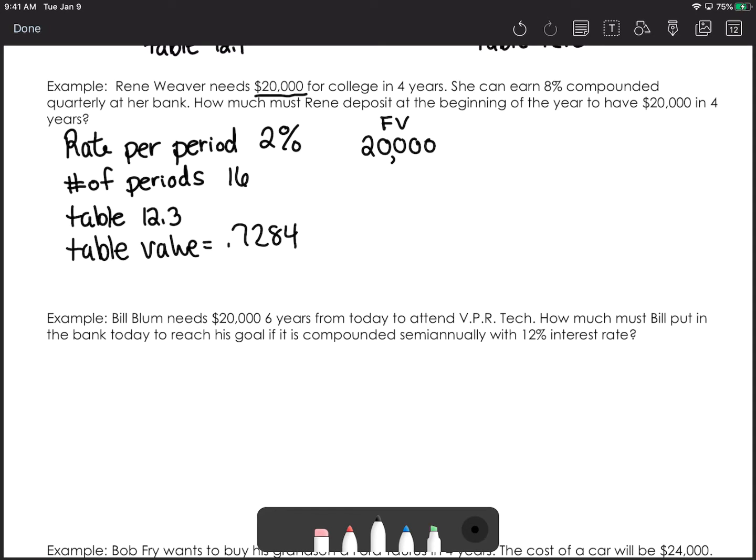I'll abbreviate future value times the table factor. I'll abbreviate TF for table factor, which is 0.7284. And that's going to give us $14,568. So what this means is if she deposits $14,568 in the bank currently, under the situation where it's compounded 4 times a year at 8%, then in 4 years she will have $20,000.